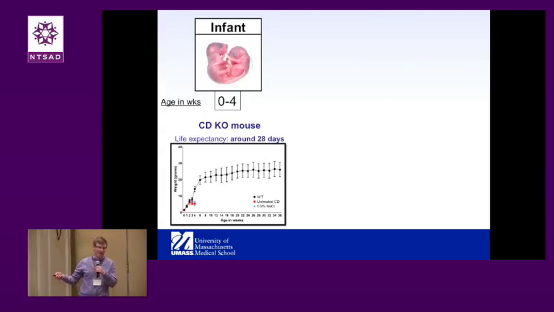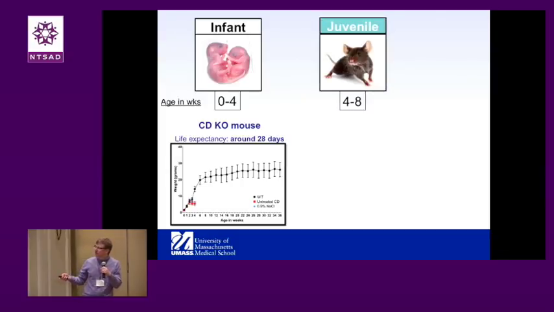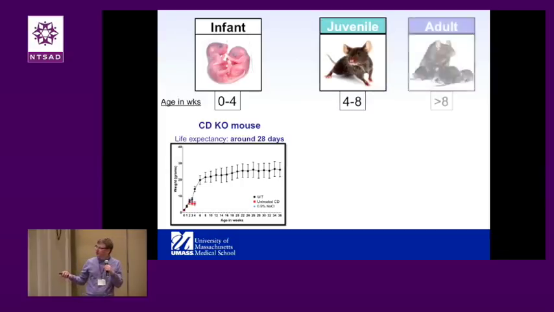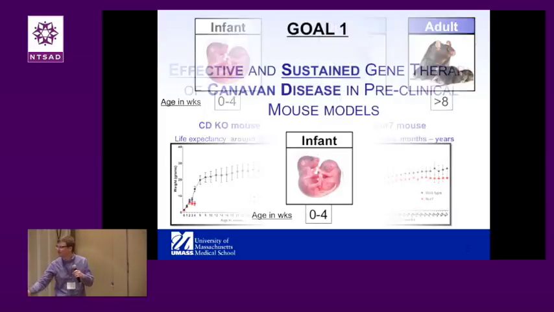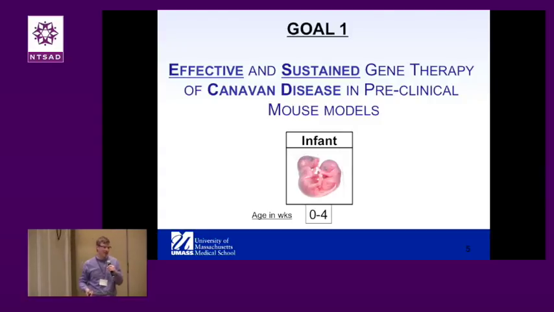This mouse model has a very severe phenotype, and the life expectancy is around 4 weeks. Then we have a second mouse model that survives basically like a regular mouse, up to years. The first question was, can we develop a gene therapy for Canavan disease that is effective and sustainable, meaning you inject once and it treats the mouse for a lifetime. So we used this first mouse model that usually dies after 4 weeks.